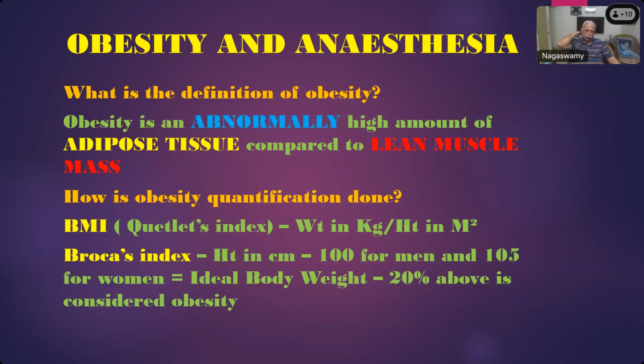Any other way, apart from these two commonly used calculations, BMI and Broca's index, is there any other way of quantifying the obesity, which are all called anthropometric measures?